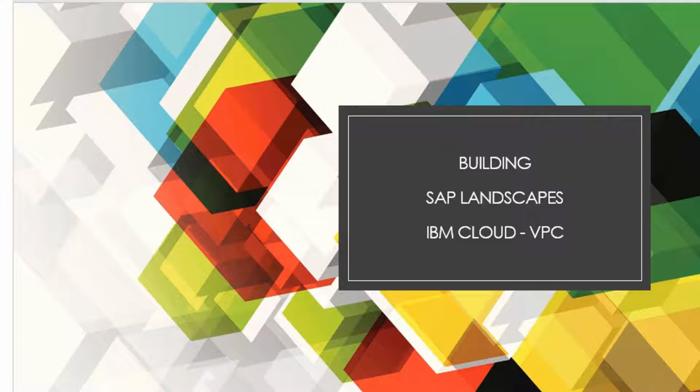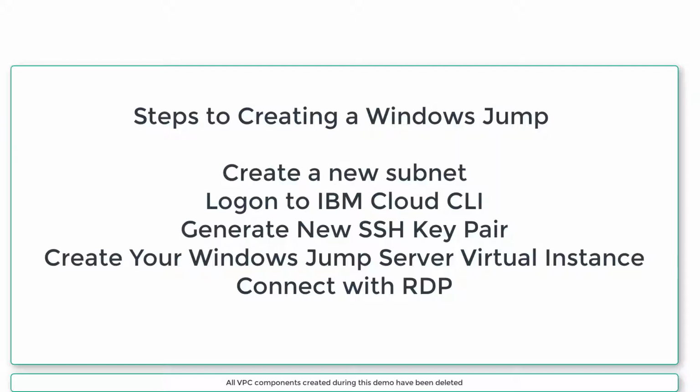Today we're going to go through the steps to setting up a jump server on IBM Cloud for VPC. Several steps we need to follow. We're going to create a subnet. We're going to log onto the Cloud CLI. We're going to generate a new SSH key pair, and we're going to create a new virtual instance. Finally, we're going to connect with RDP.